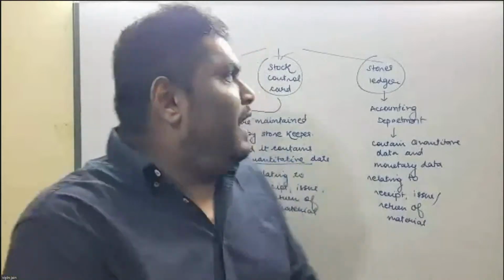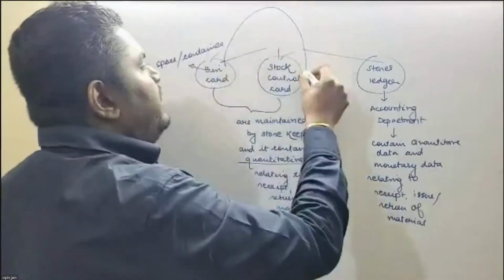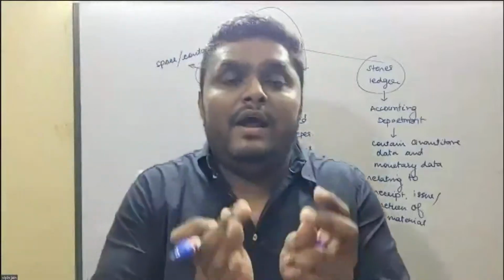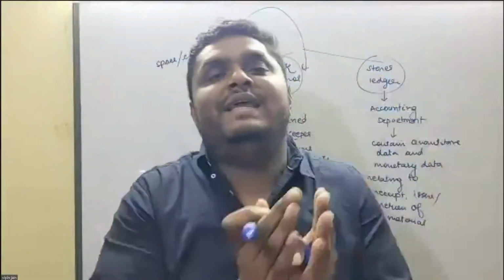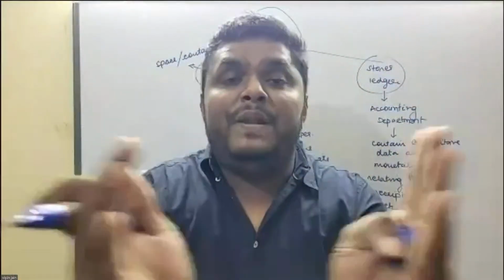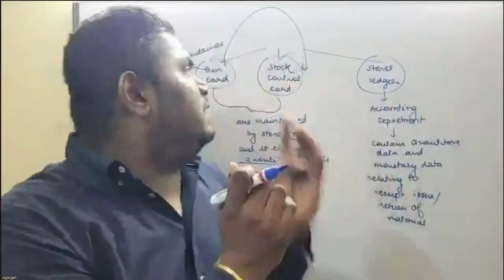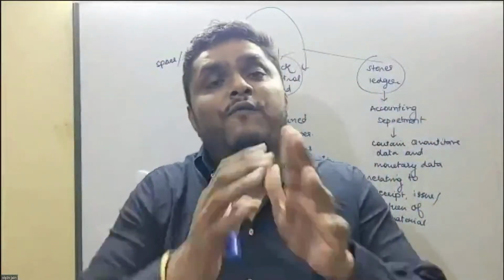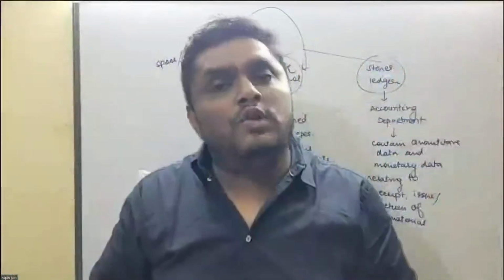See, the data of all bin cards will be recorded in the stock control card. A bin card is made for one particular space, whereas the card for all the stock in the entire premise is the stock control card. So the data of all the bin cards will be there in the stock control card.